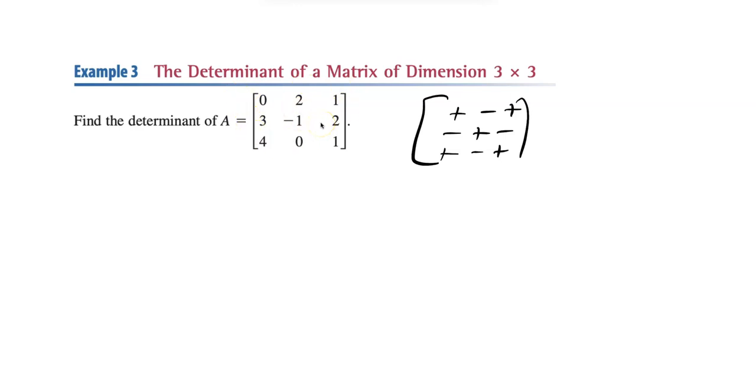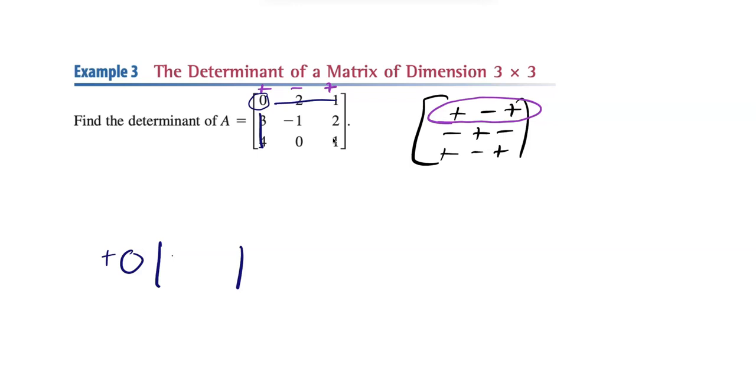It'll make life easier. We'll probably touch on that later. But let's just keep it straight and simple right now. We're just going to do the top row. So we're going to have plus, minus, plus. Okay, so the first one, I would circle the 0 and cancel out its row and column. So we're going to have positive 0.